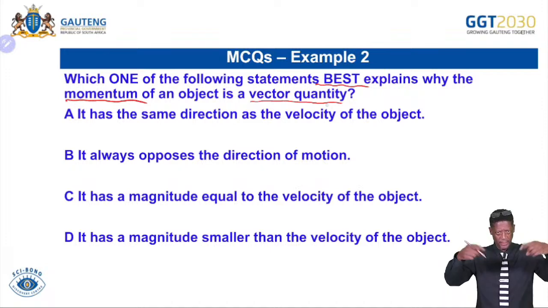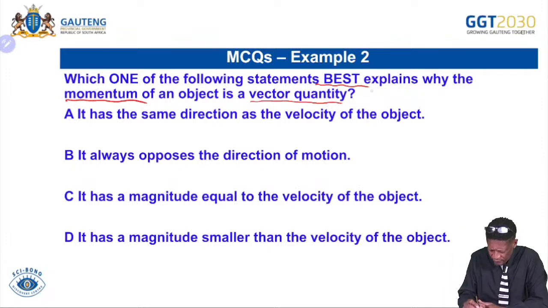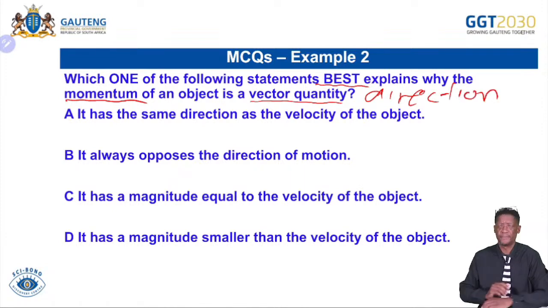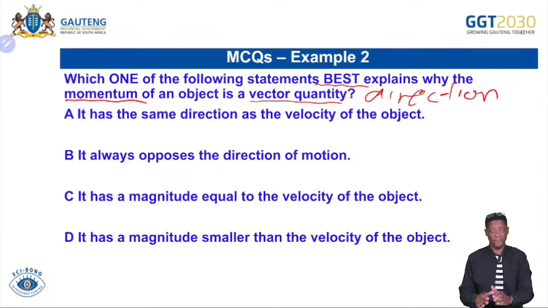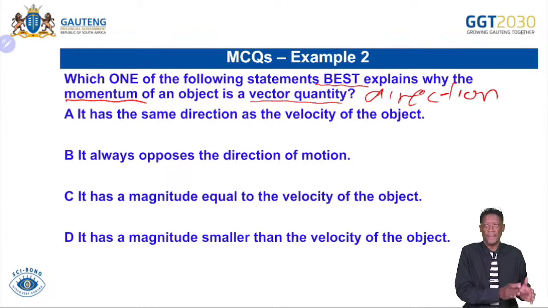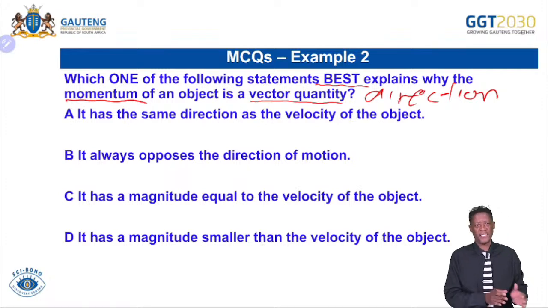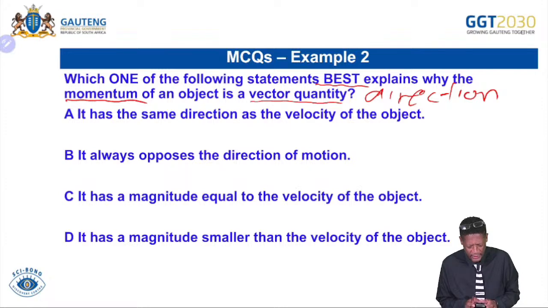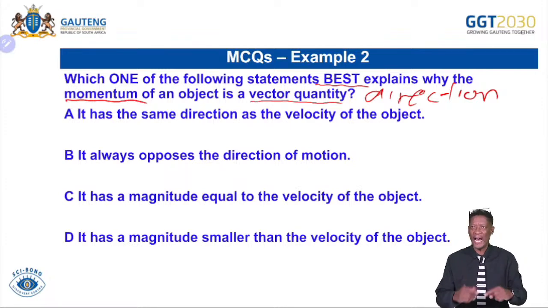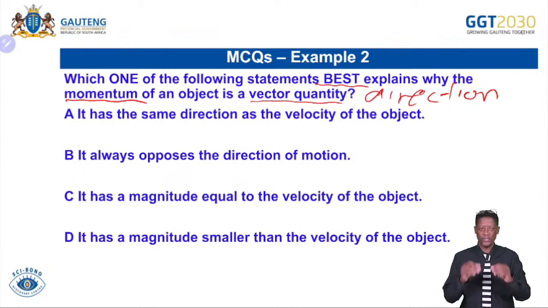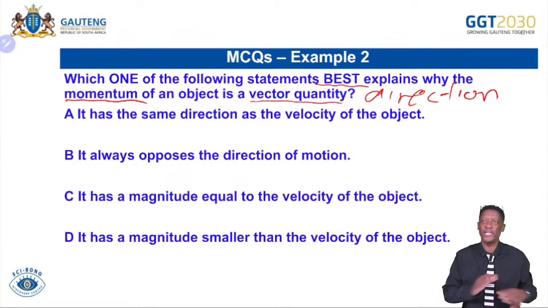I said it on the first slide. We are looking for direction. Remember? A vector is a quantity that has both magnitude and direction. A scalar is a physical quantity that has a magnitude only. So this one has a direction, so look at the answers that have a direction. Those that have no direction, you eliminate.